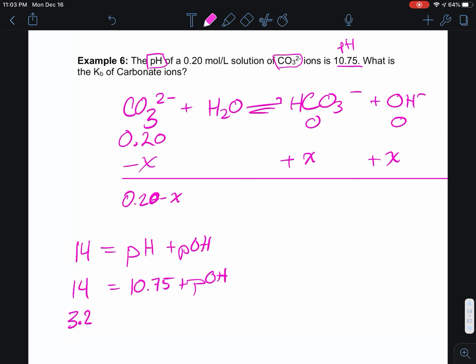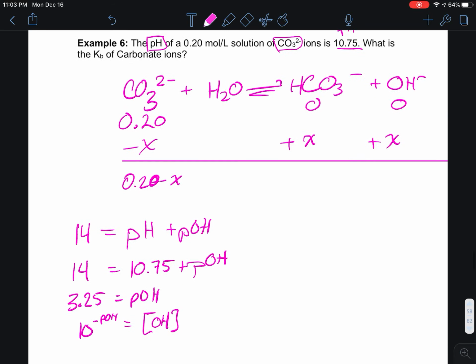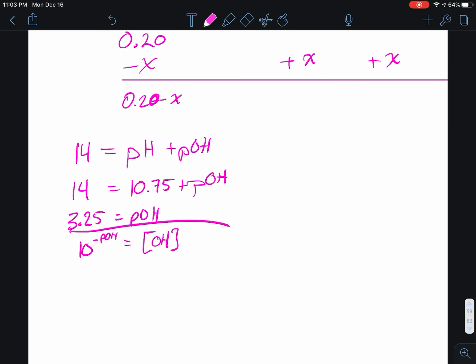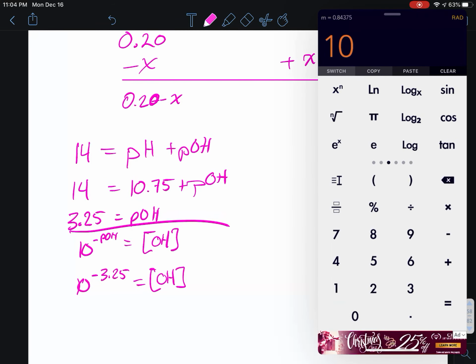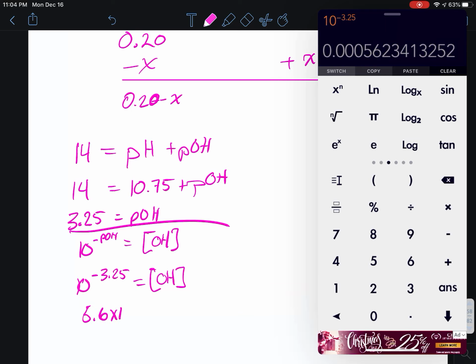Well, why do I care about pOH so much? Well, let's think about it. Let's think that we have 3.25 equals pOH. And 10 to the negative pOH is equal to the concentration of OH. So this is sort of a separate thing. So 10 to the negative 3.25 is equal to the concentration of OH, which means that if we get our calculators, 10 to the power of negative 3.25 equals, okay, we'll call that 5.6 times 10 to the negative 4.